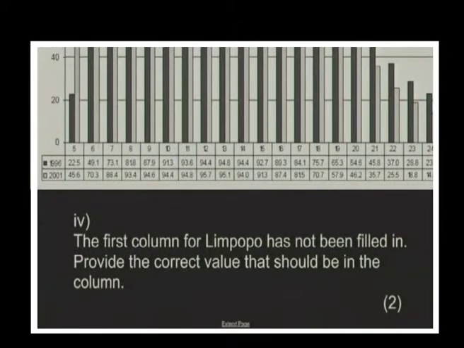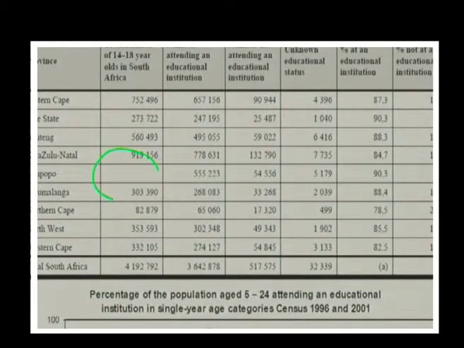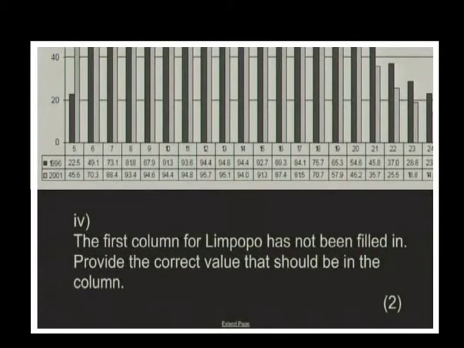Next question says, the first column for Limpopo has not been filled in. Provide the correct values that should be in the column. So for Limpopo, we're missing this value. How are we going to calculate that value? Go through one of the other provinces and see how did that 752,496 come about, and see if you can do the same thing for Limpopo. And moving on.